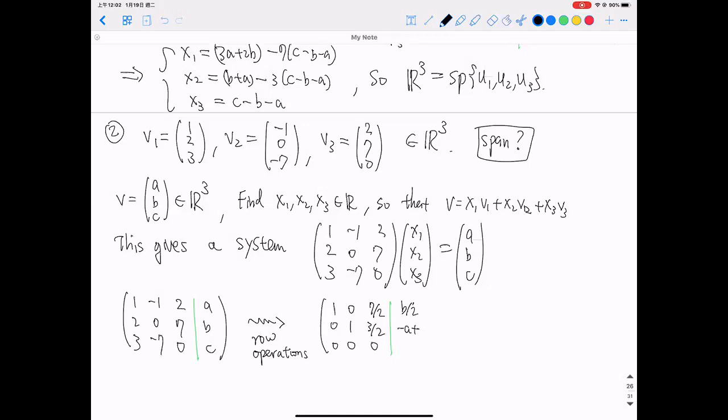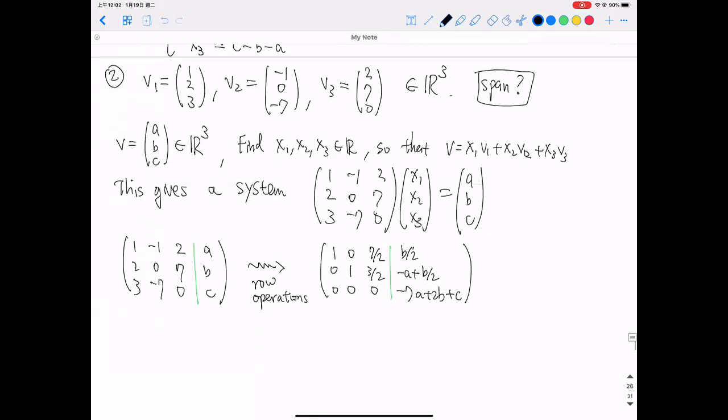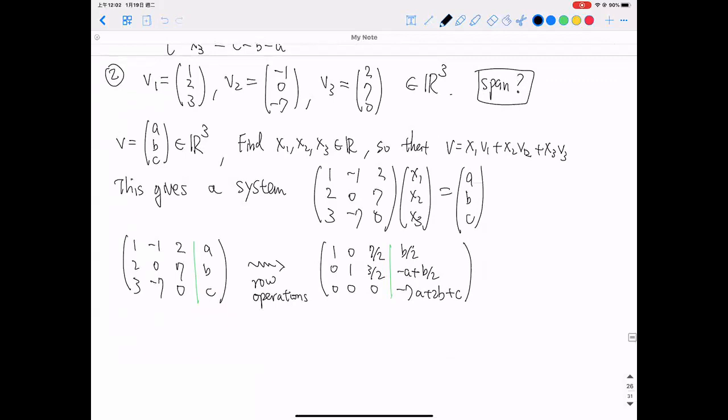Minus a plus b on 2 minus 7a plus 2b plus c. Okay, now we are ready to try to solve the system, but as always, what you need to do first is to decide whether the system has a solution or not.